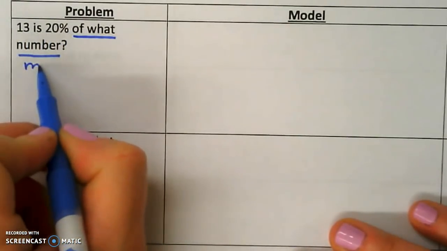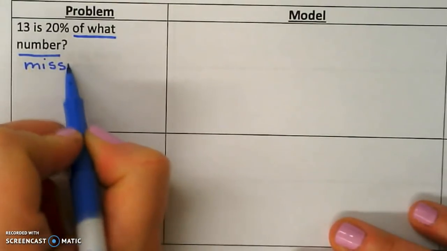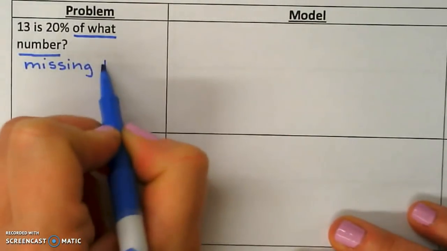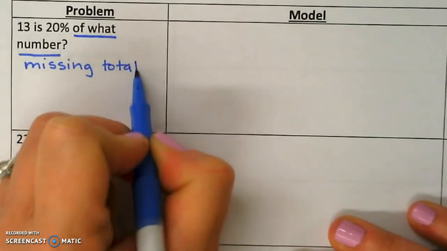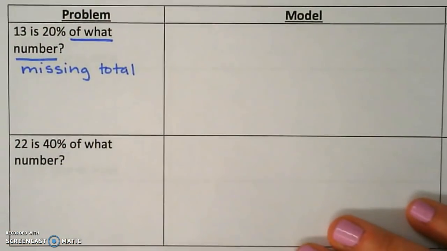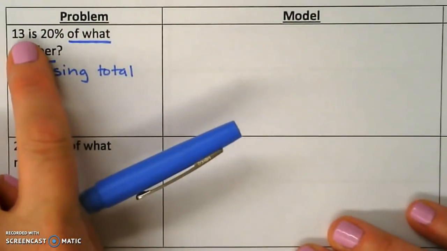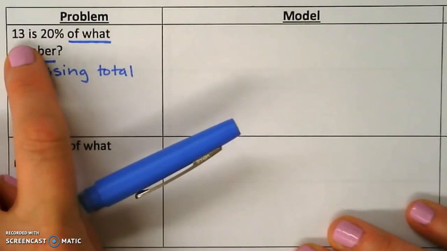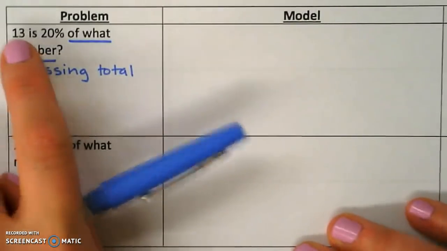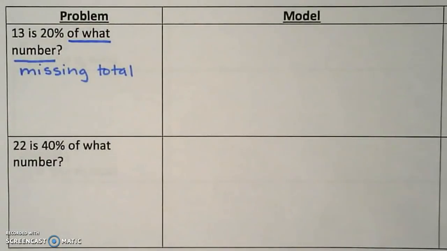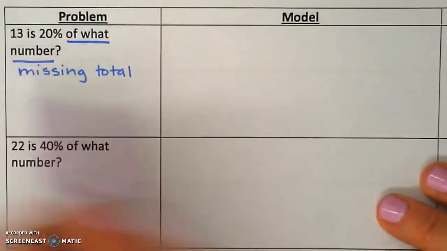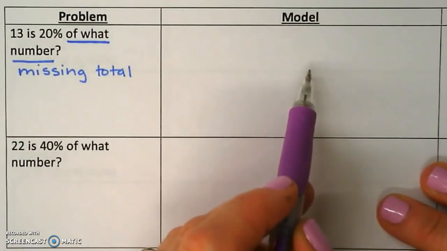That "of what number" means that we have a missing total. We don't know what the whole amount is. We only know a part. And for this problem, the part that we know is 13. So let's take a look and see what this problem looks like when we solve it with a model.